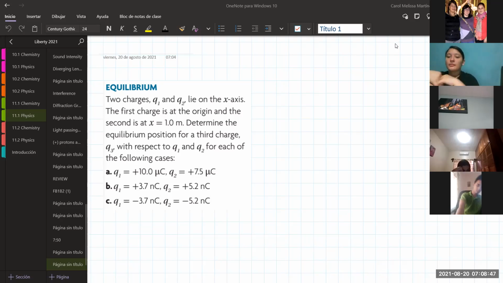cases. The first one, which is the one that I will do, says that I have a charge Q1 of 10 microcoulombs and Q2 of 7.5 microcoulombs. So in the first place, all I need to do is a sketch. I need to sketch the situation. So that's exactly what I'm going to do at this moment.